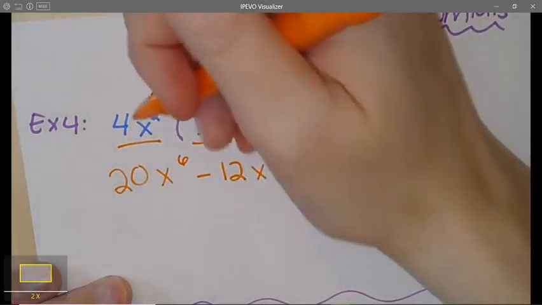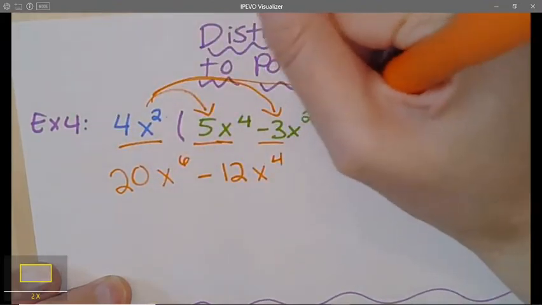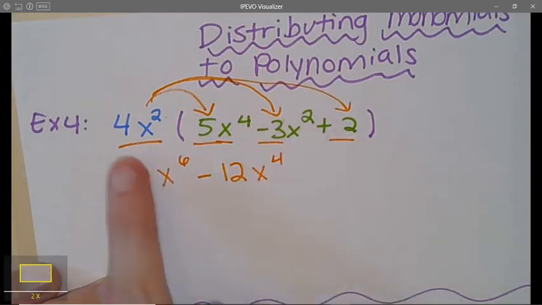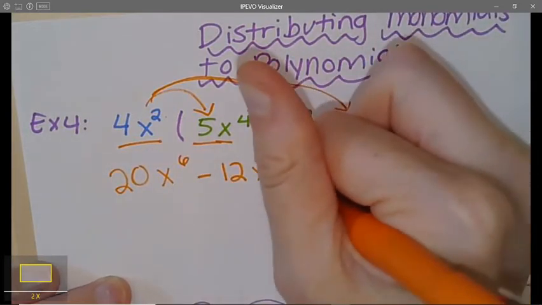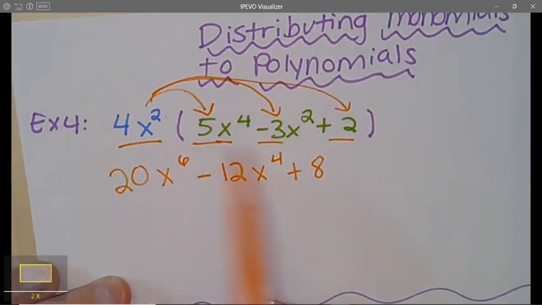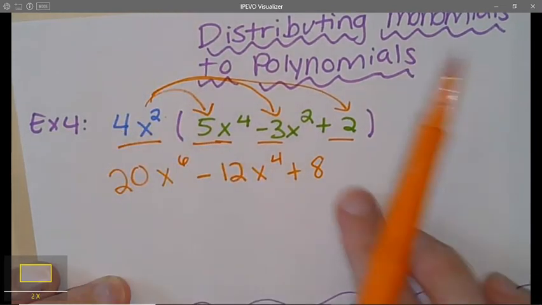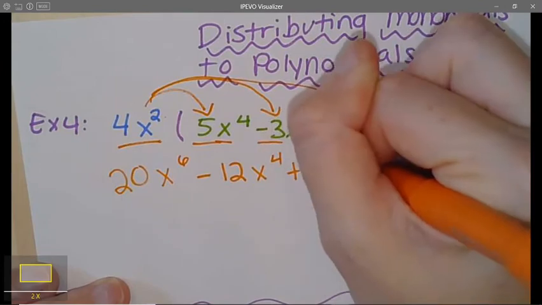And then lastly, I'm going to multiply 4x squared to the 2. Now, I have a 4 and a 2 I can multiply. So 4 times 2 gives me an 8. Since I don't have a variable to combine my x squared to, I'm just going to bring it on down. So it'll be 8x squared.